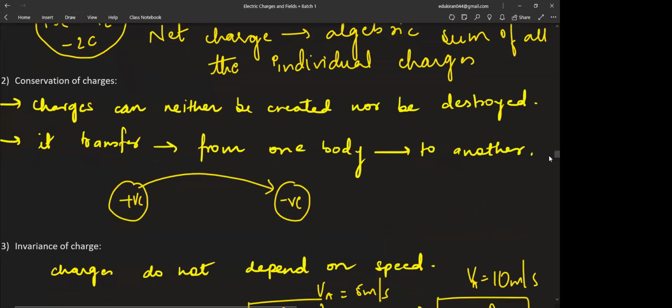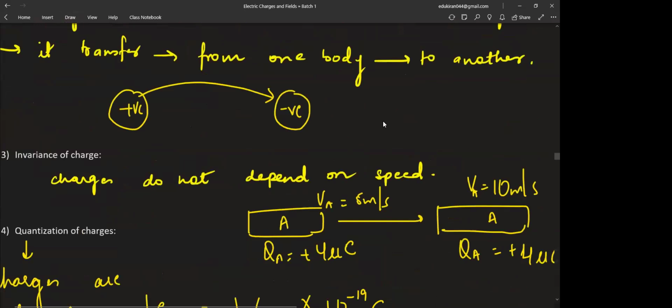Then we have the invariance of charges. Invariance of charges means charges do not depend on the speed. For example, look at this example. There's a body with velocity 5 meter per second. And this is the same body which has moved. Now the velocity initially was 5 meter per second. Now the speed has increased to 10 meter per second.